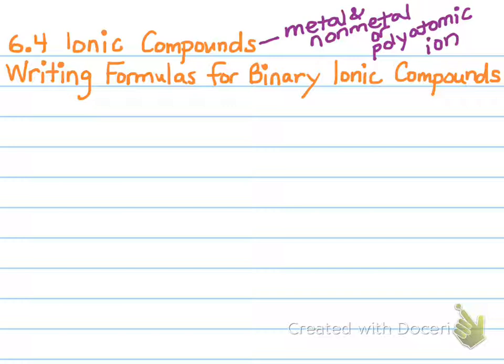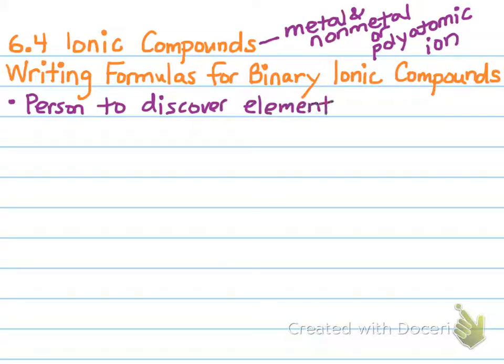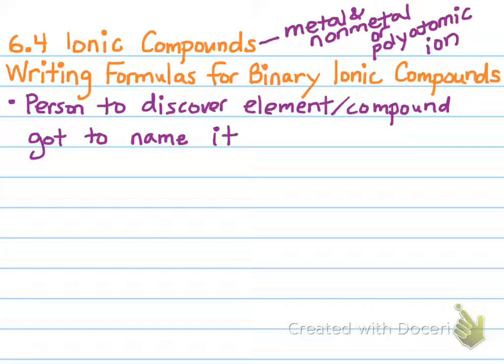So, it used to be that the person to discover an element or a compound got to name it. That used to be sort of the perk, if you will, of having discovered an element or compound. And you can see some evidence of this on the periodic table. For example, element number 101 is named in honor of Dmitri Mendeleev, and it's mendelevium. Element number 99 is named in honor of Albert Einstein and is einsteinium.